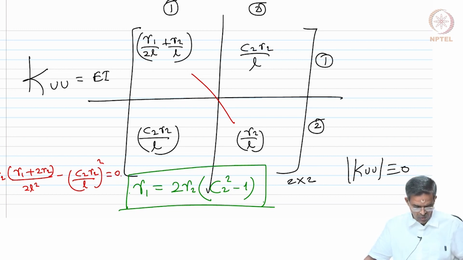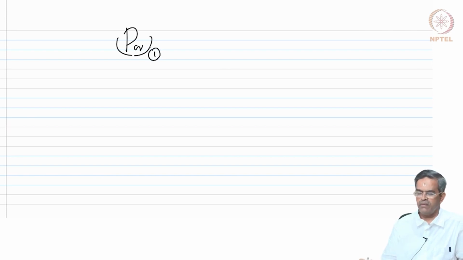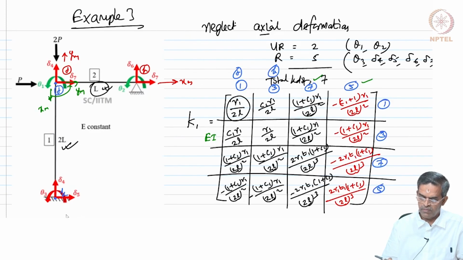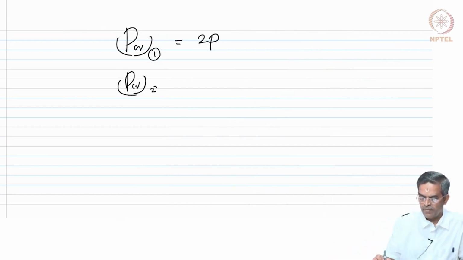Right. Now, I also want to see what axial load is coming on the section. So, if I consider P critical of the first member, look at this figure. For the first member, this is 2P. For the second member, this is P, is it not? So, first member, this is 2P, and for the second member, let us use square brackets, which will be P.